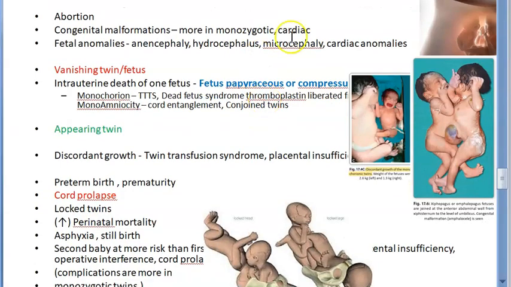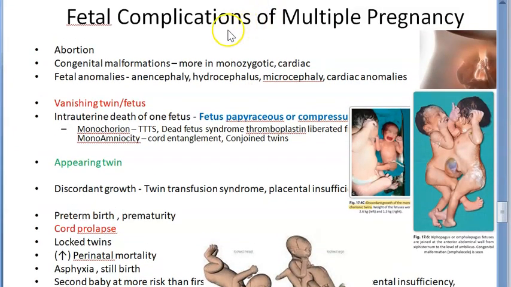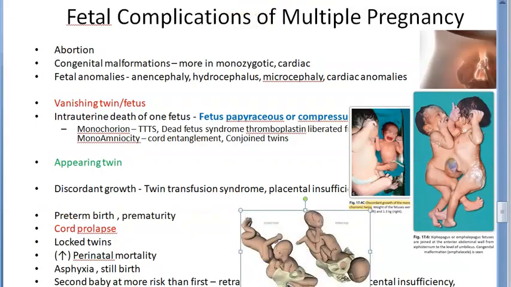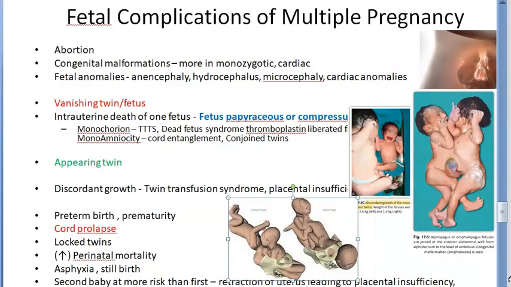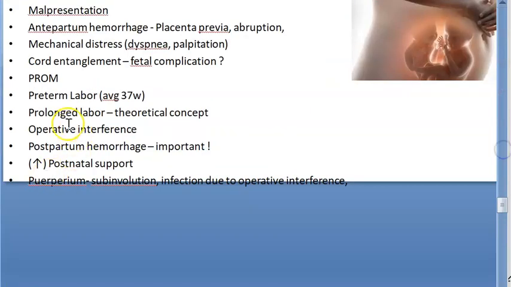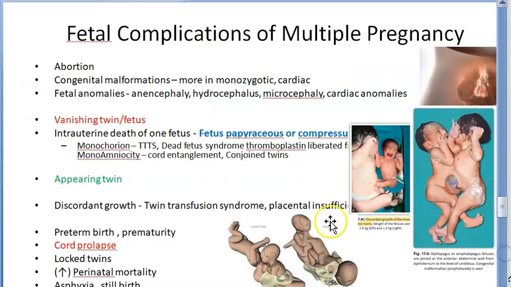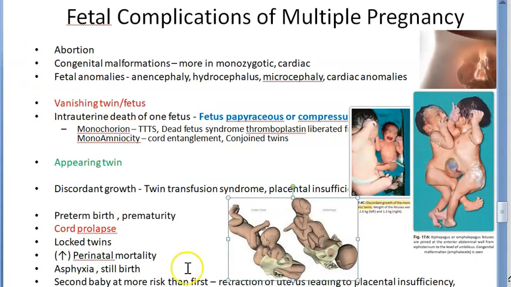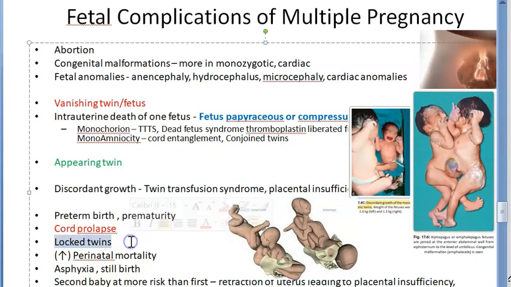Fetal complications of multiple pregnancy. This actually looks like a maternal complication also to me. You see, in maternal complications, we just left off this point as prolonged labor. But that was again, they said, a theoretical concept because once a baby comes out, the next baby comes out very easily. That's what they said. But here, if it is locked, conjoined, etc., you can imagine prolonged labor can happen, isn't it? Now, where are we?